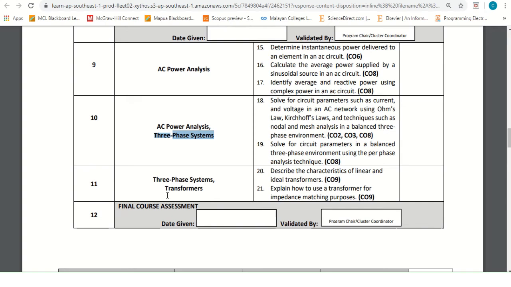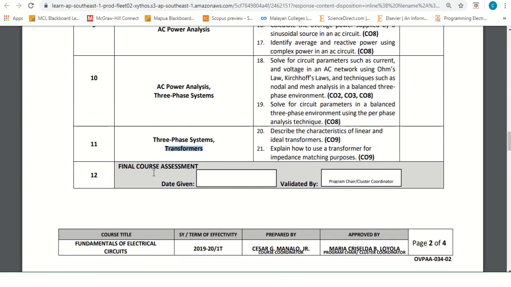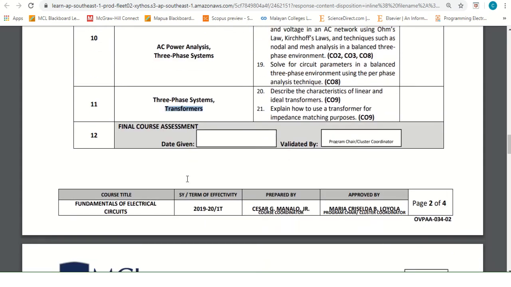And on the 11th week, we'll be discussing one of the most important pieces of equipment or devices in an electrical system or circuit, and that is the transformer. And finally, on our 12th week, we'll be conducting our final course assessment.